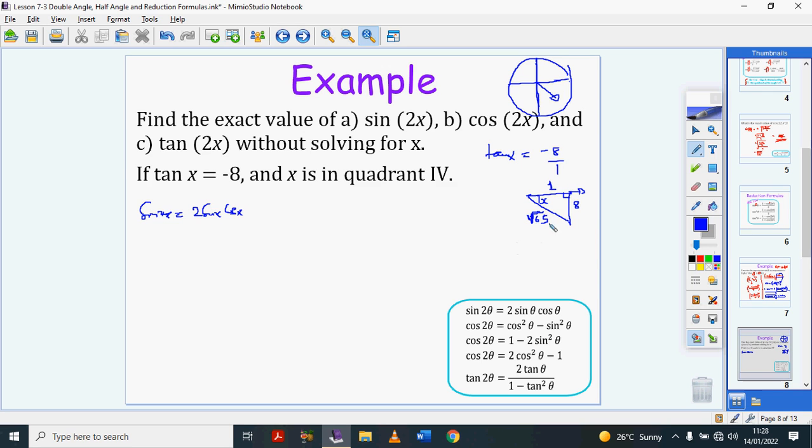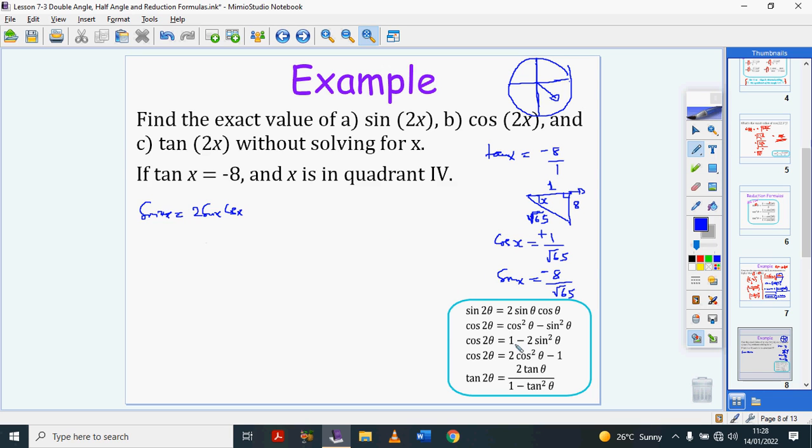So from this triangle, the cosine of x will be equal to 1 over square root 65, and the sine of x is equal to 8 over the square root of 65. So the sine is going to be negative because it's in the fourth quadrant, the cosine is positive because it's in the fourth quadrant, and the tan is still negative.